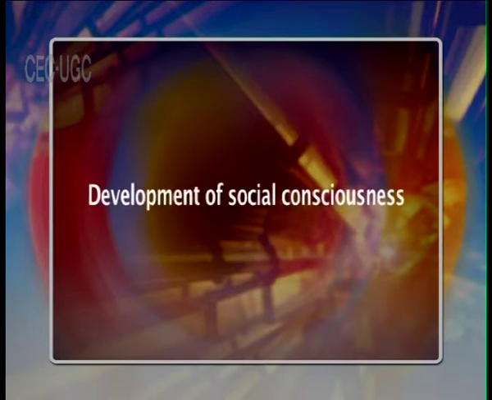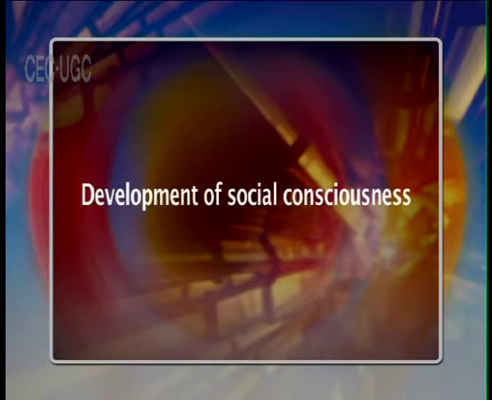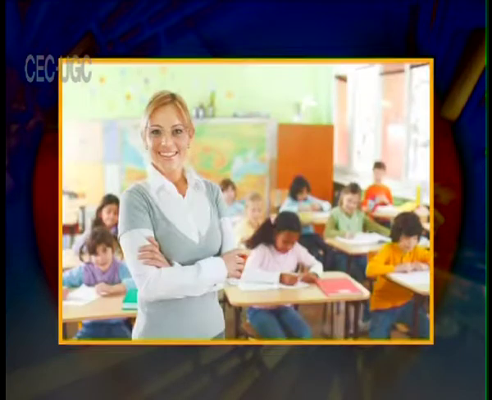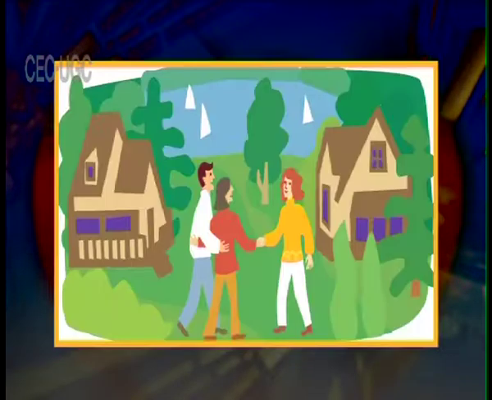Development of social consciousness. The boys and girls develop social consciousness during adolescence. They try to find their place in society and want to get social approval. They want their parents, friends, teachers, and neighbors to admire and approve of them.